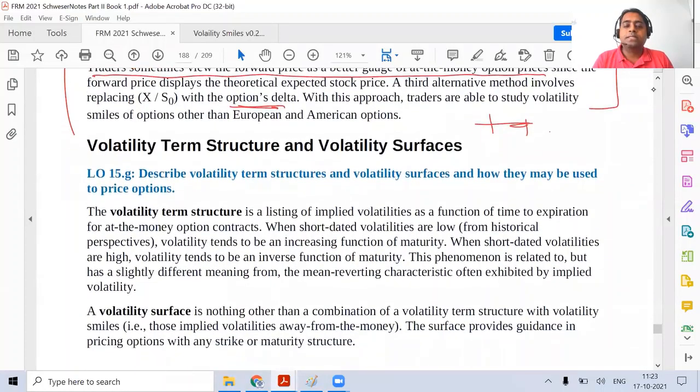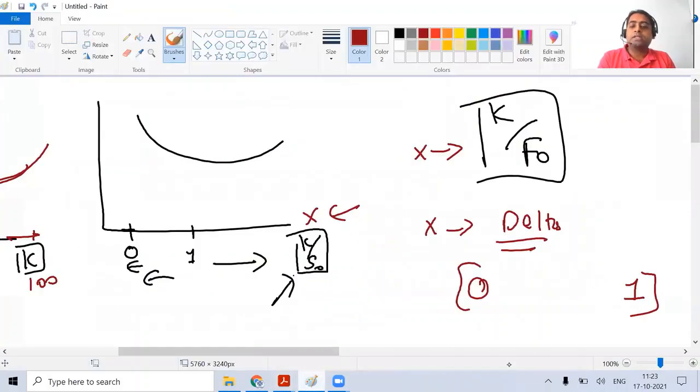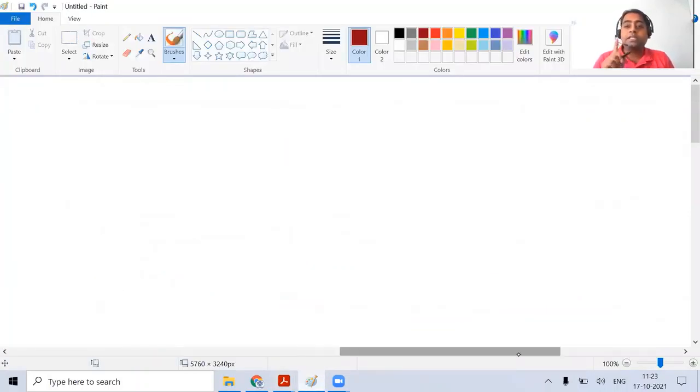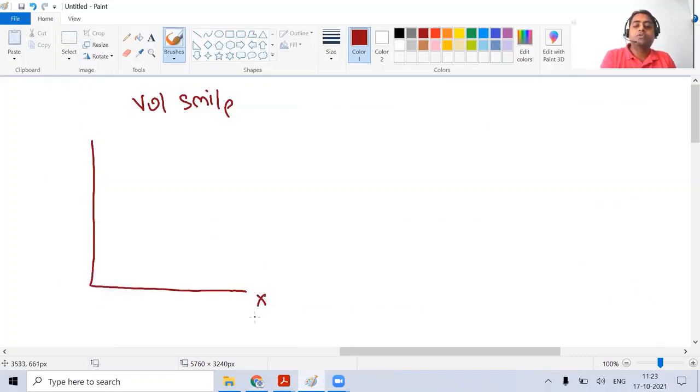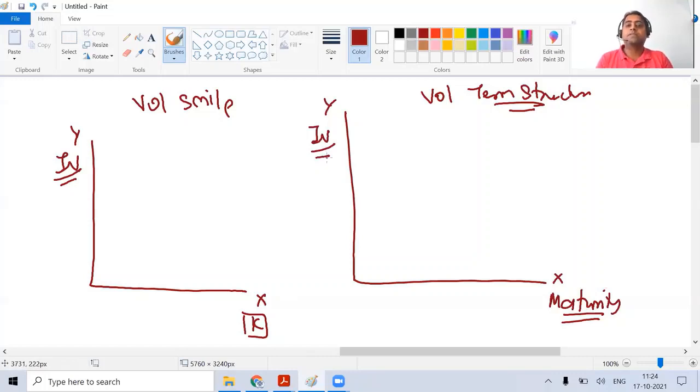Taking you towards the next section. Over here, they've explained two different things. First is the volatility term structure. Now, what is this volatility term structure talking about? Till now, we talked about volatility smiles, where the x-axis was strike price and the y-axis was implied volatility, IV. But when we talk about volatility term structure, by looking at the word term structure, you would realize that this is something related to maturity. So on the x-axis, you are taking maturity, and on the y-axis, you are taking implied volatility. That is the difference.